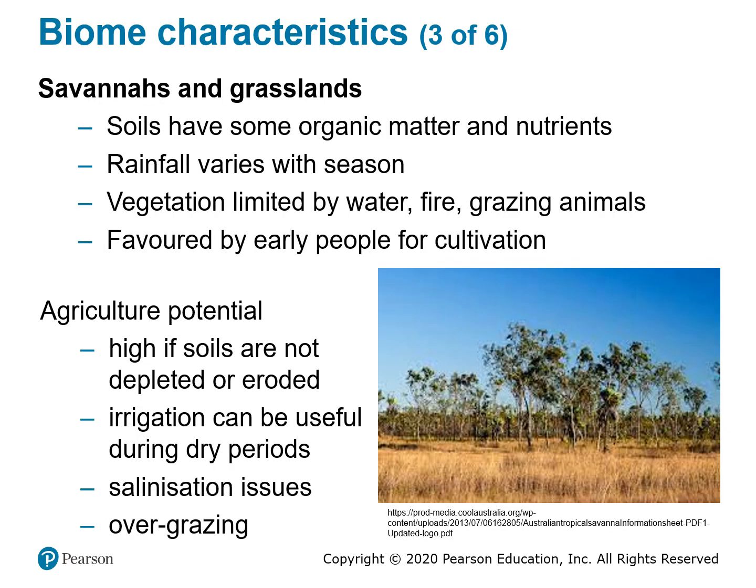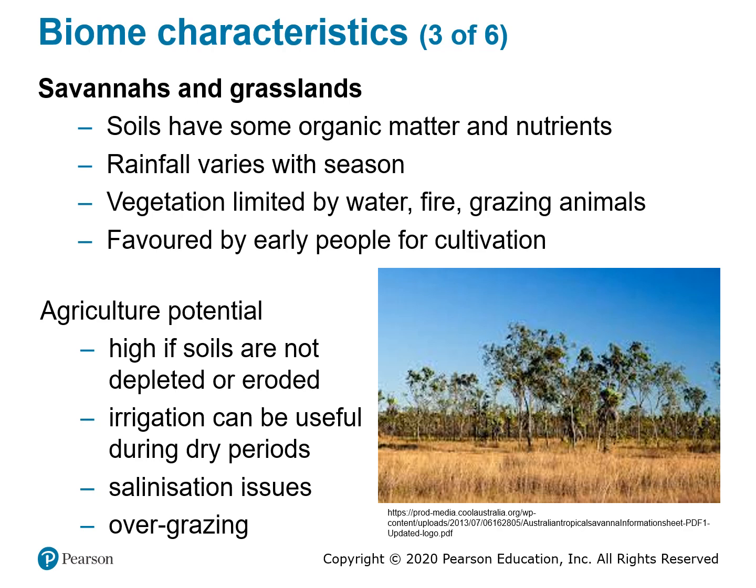Savannas and grasslands are also global and Australian biomes. Soils have some organic matter and nutrients, more so in some savannas elsewhere in the world, less so in Australia. Rainfall varies with season. The vegetation is usually limited by availability of water, by fire, and by grazing animals.